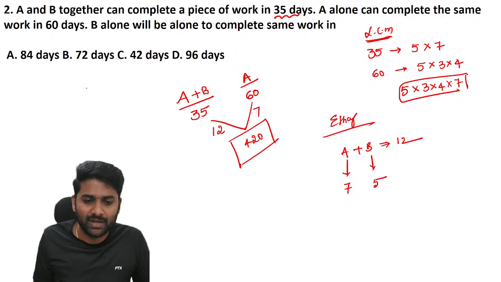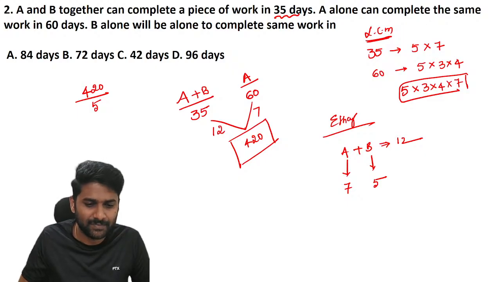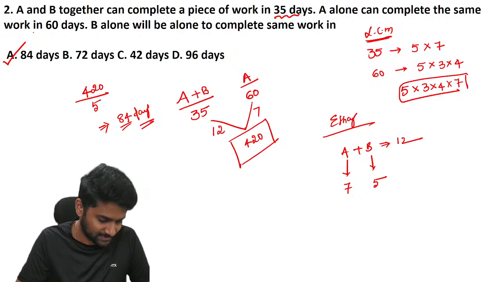Another question: we have to complete 420 units and we are assigning it to B. Assigning B means they complete 5 units per day. Clear? Now at 5 units per day, if you go through the simplification, B can complete this work alone in 84 days.